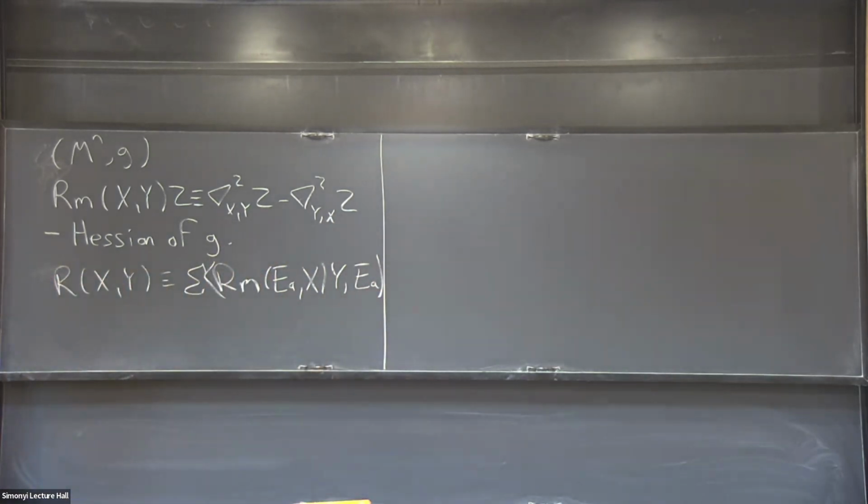Which in 20 words or less explains why Ricci curvature appears everywhere. If this is going to be the Hessian of the metric, then its trace should be the Laplacian of the metric. So Ricci curvature appears everywhere in geometry for the same reason that Laplacians appear everywhere in analysis.